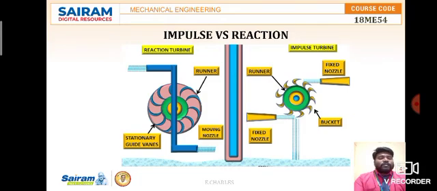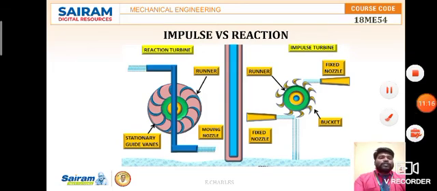Through the nozzle, steam enters into the stationary guide vanes, where it will act as guide blades or guide vanes. From there, steam enters into the runner, and then the expansion process takes place. Due to that reaction, there will be rotation in the blades, and then it will turn the shaft. So this is how the reaction turbine works.